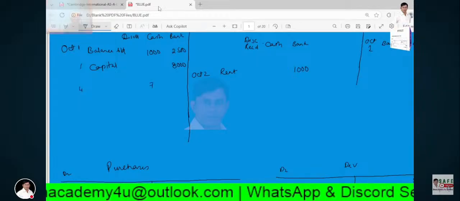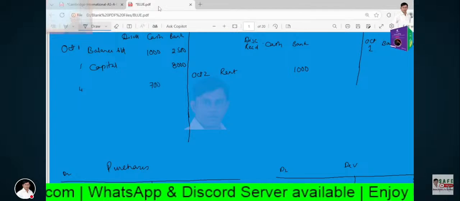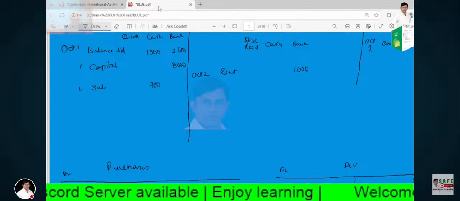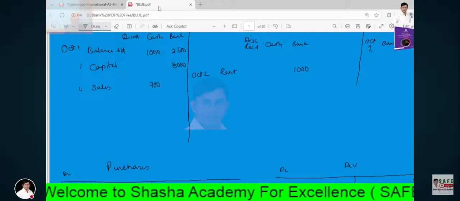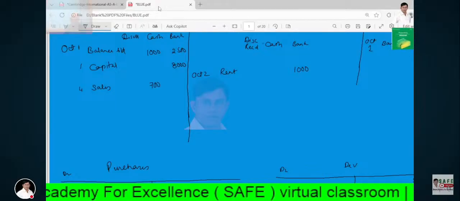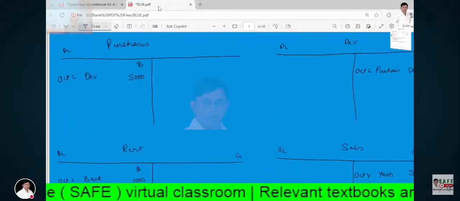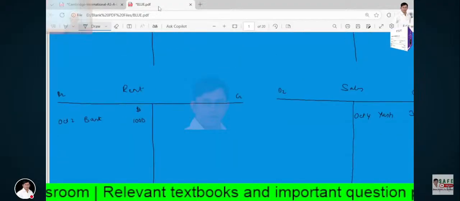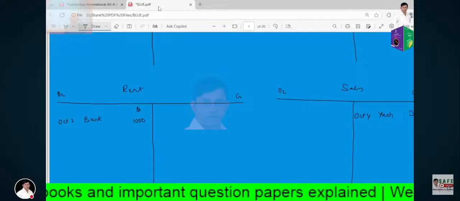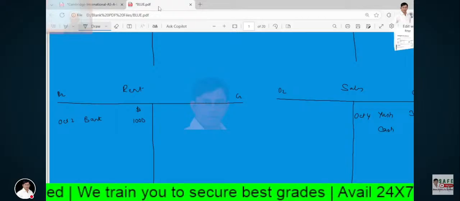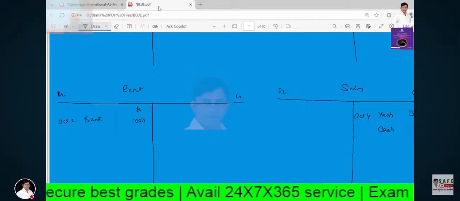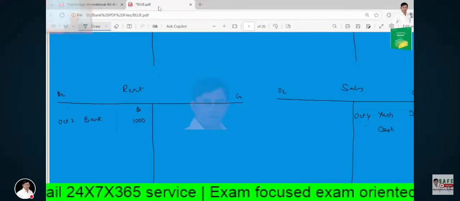Cash sales means money will come in the cash account. So we are receiving money in cash through sales. So the sales account will be credited on the opposite side. Sales account. So cash, how much? 700. On the 4th.